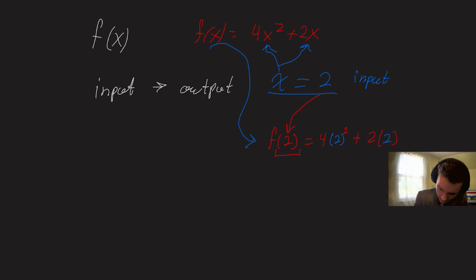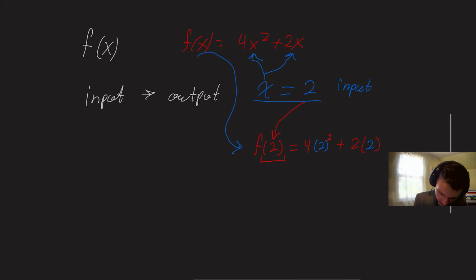Okay? So now we just evaluate this. We say f of 2 equals, what's 2 squared? It's 4. What's 4 times 4? 16. Plus, what's 2 times 2? 4. Therefore, f of 2 equals 20.